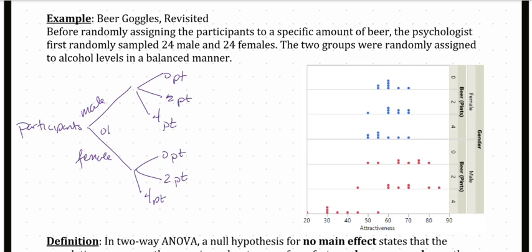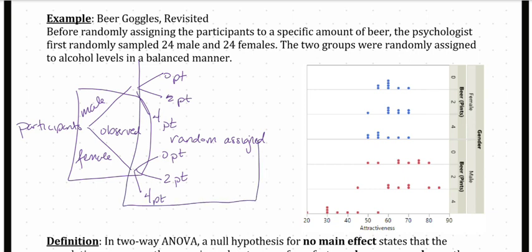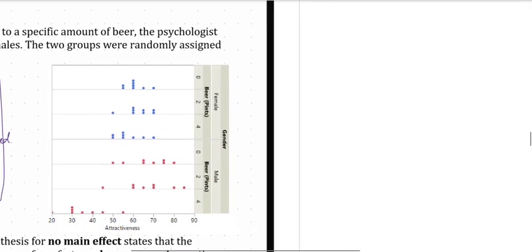So gender was observed. We cannot assign gender to participants. The amount of alcohol was done through random assignment. So this was both an observational study because of the gender, but an experimental study because of the amount of alcohol. So we can draw causal conclusions based on the amount of alcohol, but we cannot draw causal conclusions based on gender. There are 3 hypotheses that we are interested in, and I'm going to write them over here.